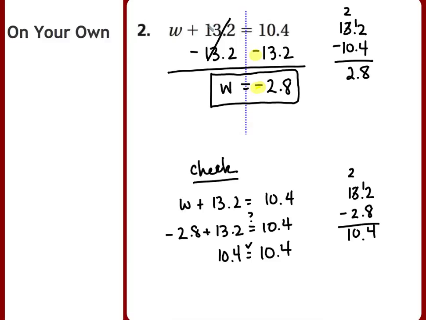For number 2, we're adding a positive 13 and 2/10. So we need to add a negative 13 and 2/10 to both sides, or we could say subtract 13 and 2/10 from both sides. So we have different signs, so we need to find the difference, and 13 and 2/10 is the bigger absolute value. So do that subtraction, you get 2 and 8/10. So we have more negative, so that's negative 2 and 8/10, and it does check out.